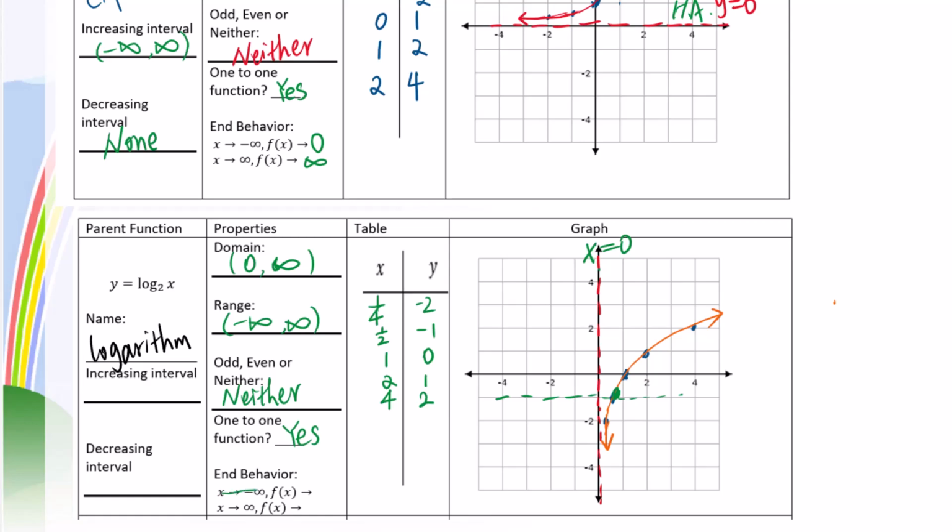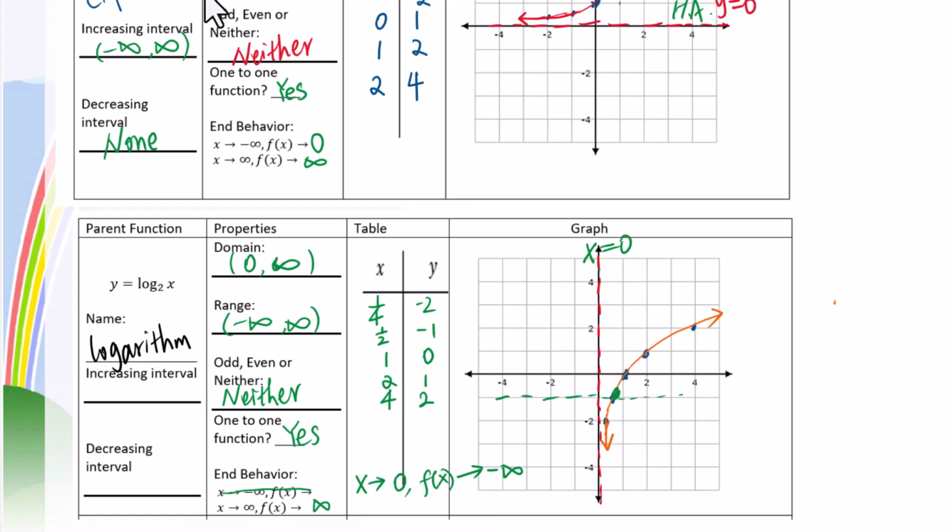x cannot approach negative infinity. x approaches positive infinity, f of x approaches positive infinity. x approaches 0, f of x approaches negative infinity. From left to right, the graph is going up.